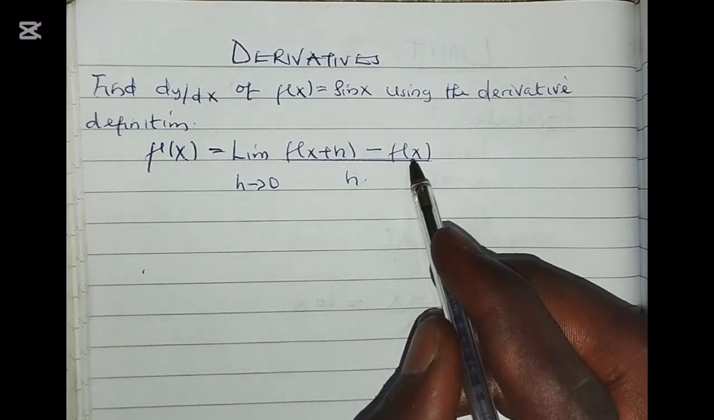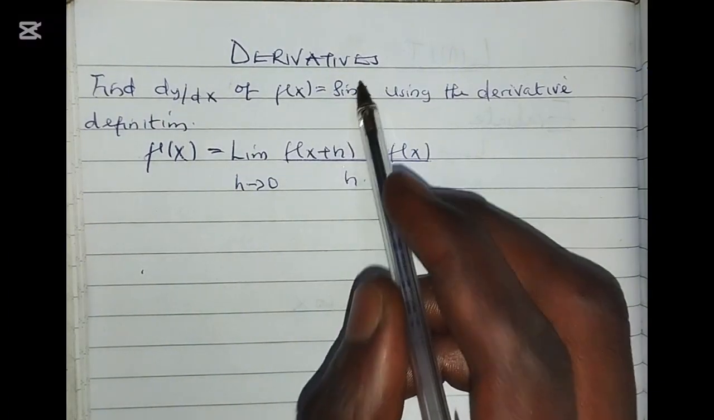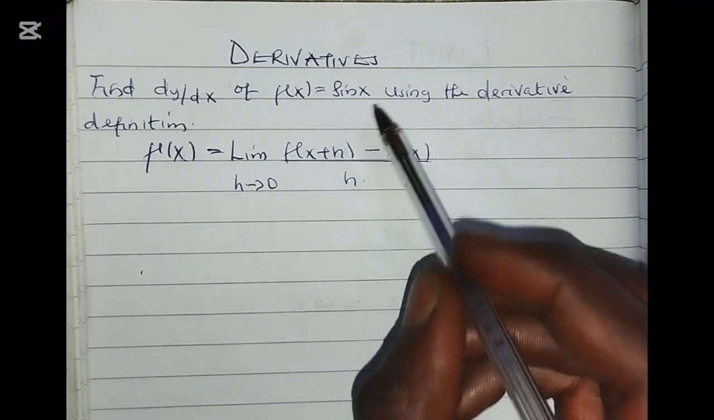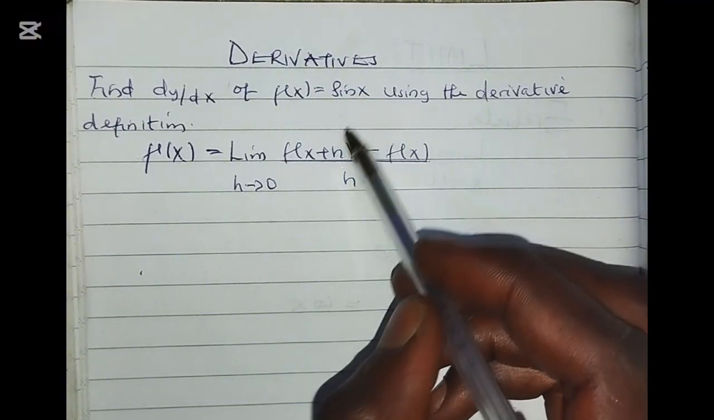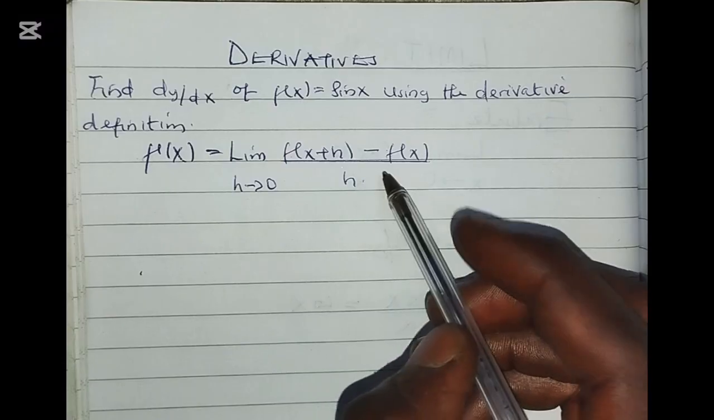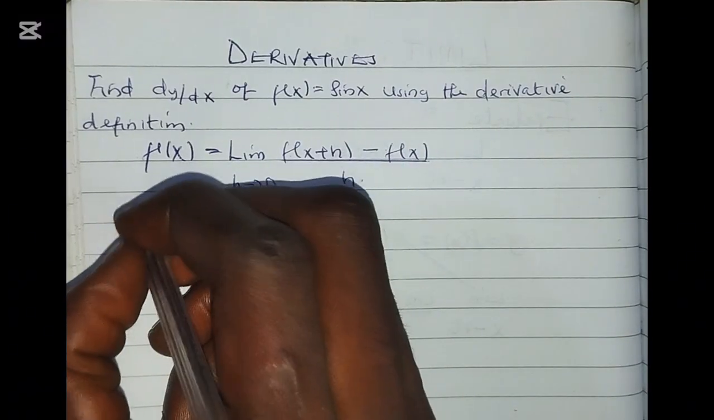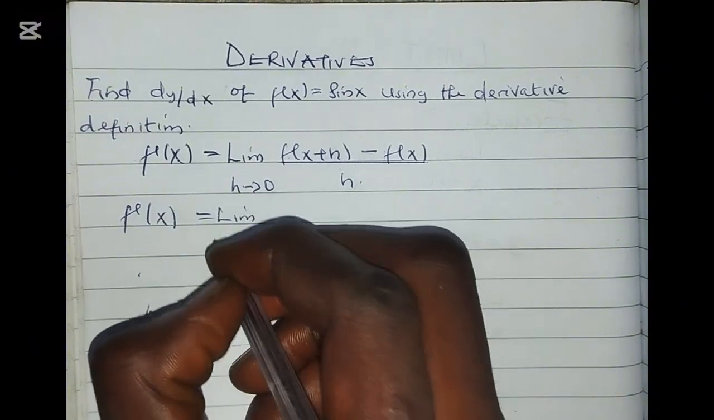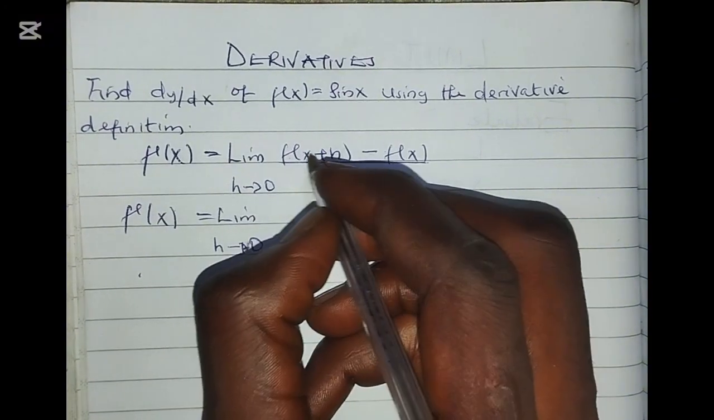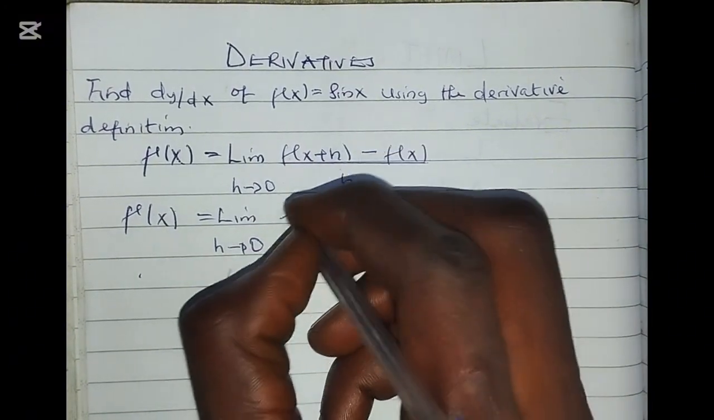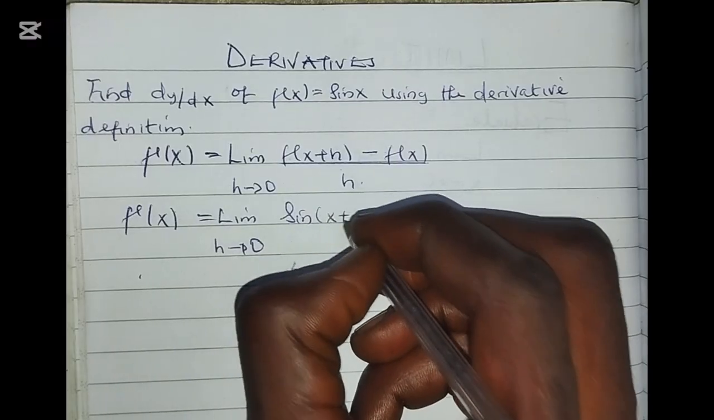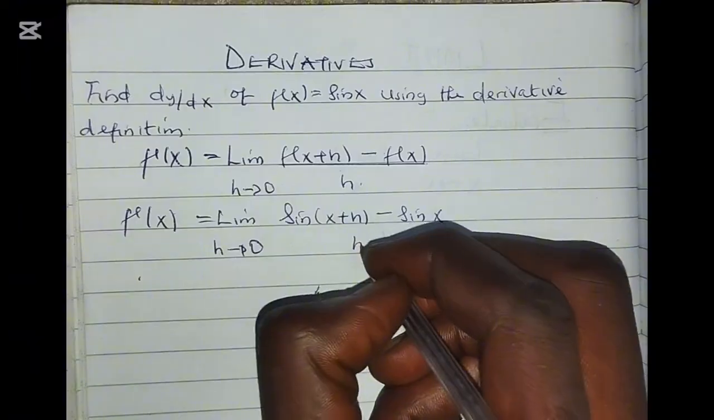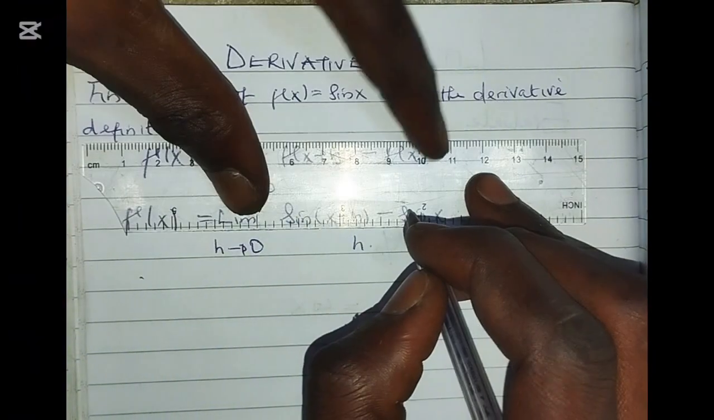What is our f of x? f of x is our function, while f of x plus h means that whenever we find x in our function, replace x by x plus h. So let's do that. We have f prime of x is equal to the limit as h approaches 0 of sine of x plus h minus sine of x, all over h.